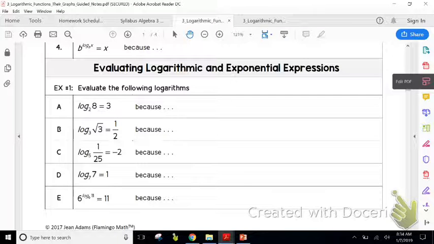Example 1 says evaluate log and exponential expressions. Guys, it's wanting you to switch back and forth between them. If it gives it to you in log form, rewrite it in exponential. If it gives it to you in exponential form, rewrite it in log form. That's all it's saying, okay?